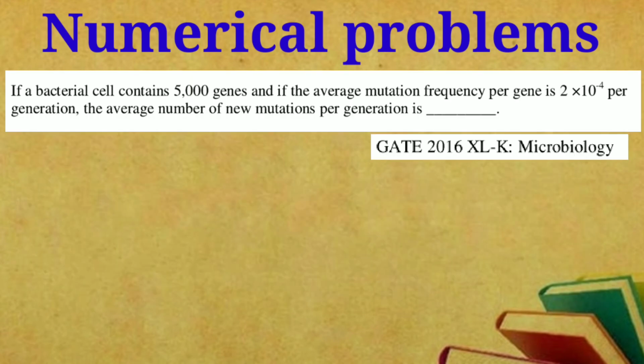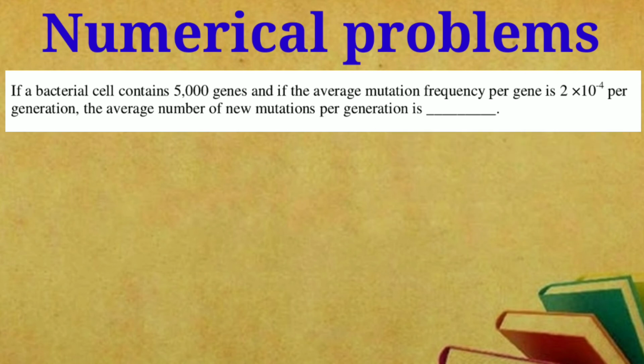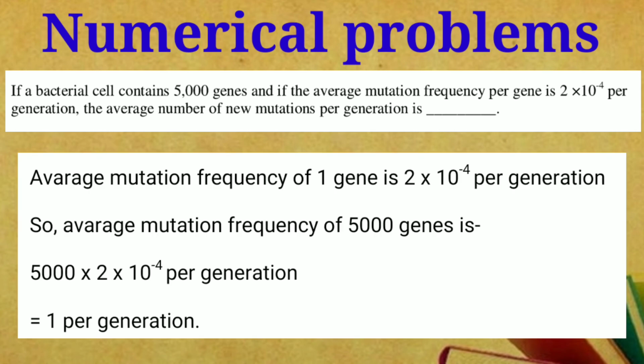In this problem, the bacterial cell contains 5000 genes and average mutation frequency per gene is 2 into 10 to the power minus 4 per generation. Then you have to calculate the average mutation per generation. Here, average mutation frequency of one gene is 2 into 10 to the power minus 4. So, average mutation frequency for 5000 genes will be 1 per generation.